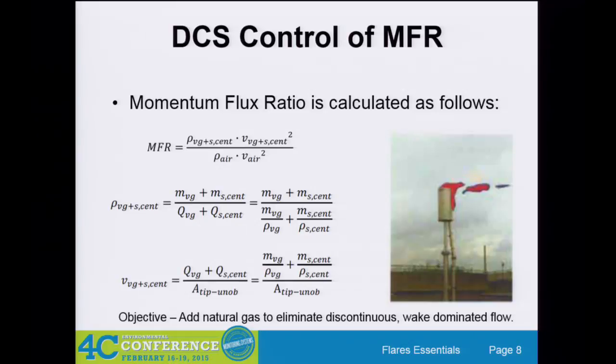Basically, if you get low MFR, there are two ways to control for it. Either increase your center steam to get more upward momentum to push that flame up, or increase supplemental fuel to, again, increase that velocity. We generally say don't increase your center steam, because what are you doing when you increase center steam? You're just diluting that heat content, so then you're likely going to need supplemental fuel to correct for the net heating value, so you would just increase your supplemental fuel to start with.